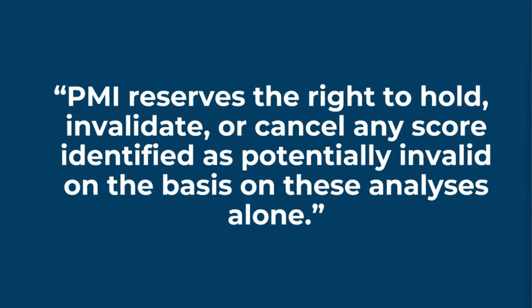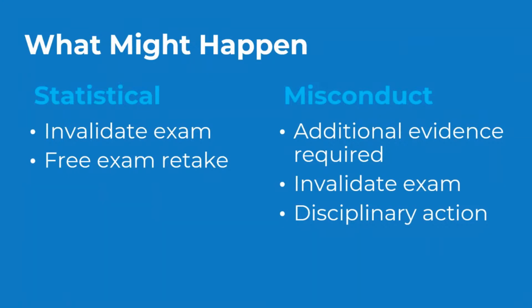So here is what PMI does. They perform these statistical analyses. They will look at the exams of those 2 people and probably say, you know what? Something is not right. They will invalidate the exam, inform both students about that, and then both students can retake the exam for free. They don't have to pay for it again. PMI says, because there is a statistical anomaly, your exam is not valid.